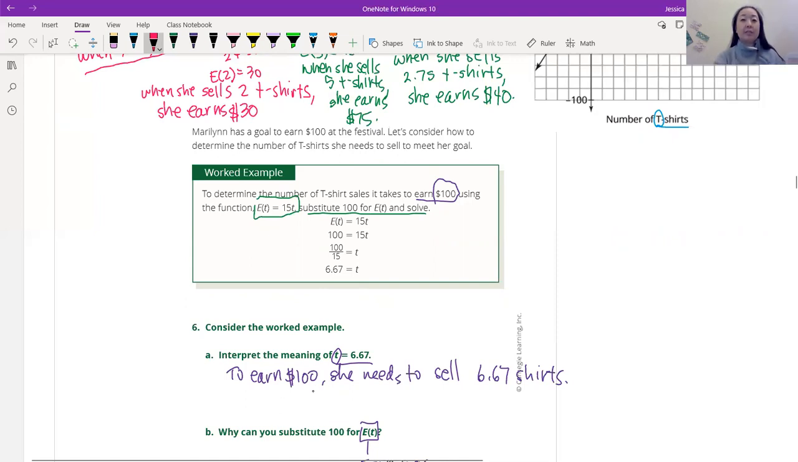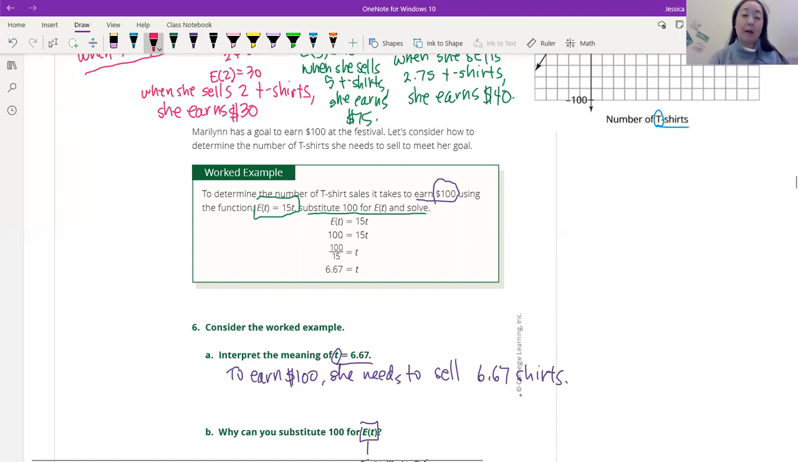So to earn $100, she needs to sell 6.67 shirts. So we know we can't. I think the better way to say this is maybe saying at least $100, because if she sells only six shirts, did she make $100? No. If she sells 7 shirts, did she make $100? Well, no, but she went over it, which is preferred. At least she met that goal and exceeded it.